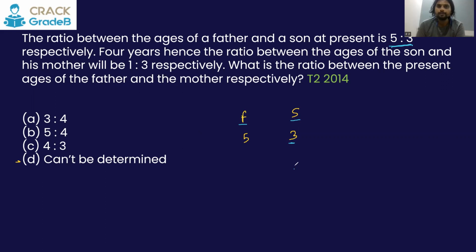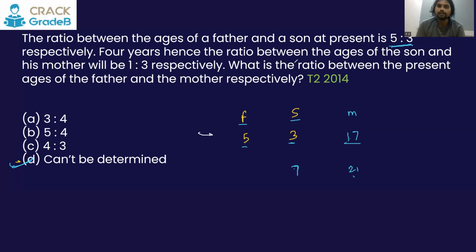son will become 7 years. And at that time, the mother will be 3 times of that, that is 21. That means presently, mother is 4 less than this, that is 17. What is the ratio between the present age of father and the mother? So father to mother presently is 5:17. Of course, that is not there in the option. So you can directly mark cannot be determined. Because this is one of the cases.